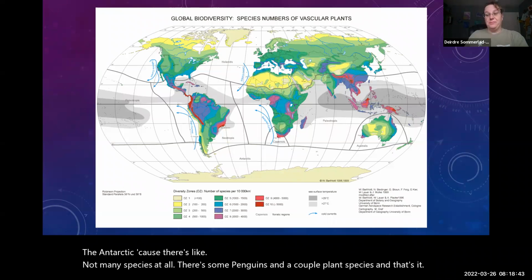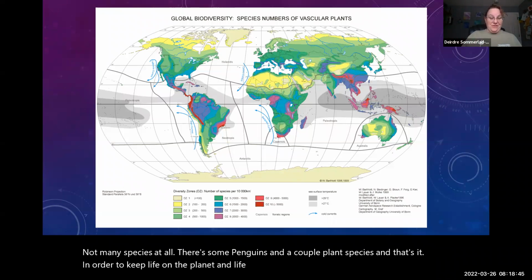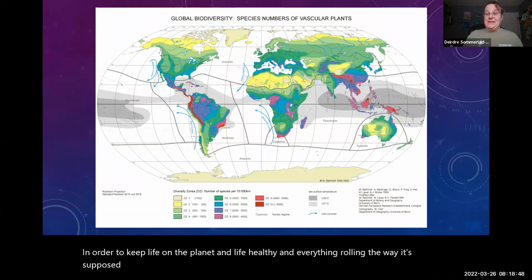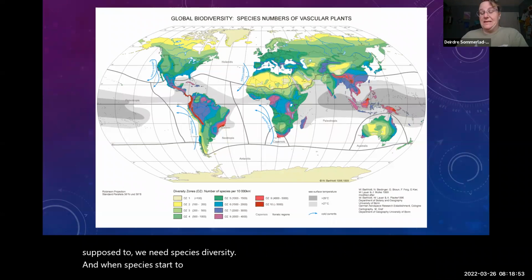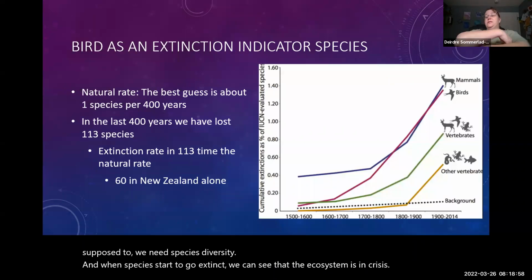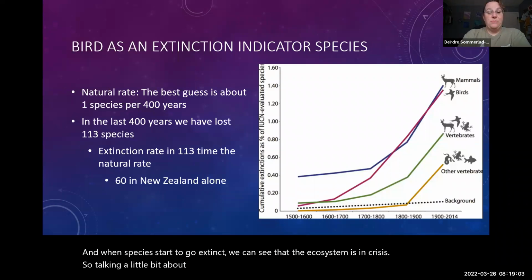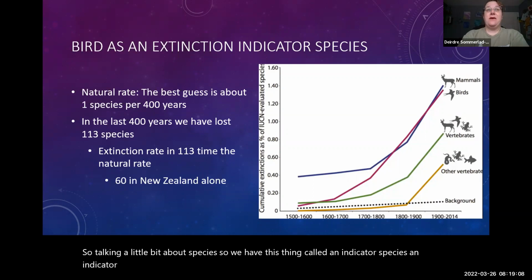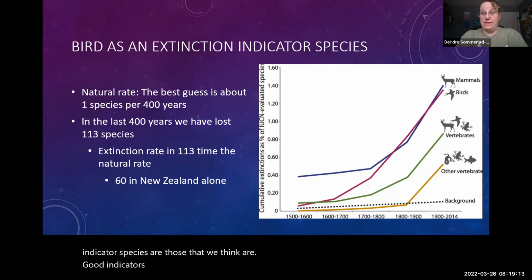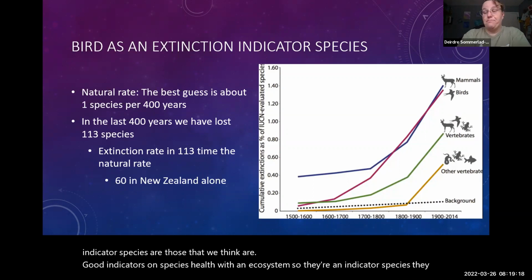In order to keep life on the planet healthy and everything rolling the way it's supposed to, we need species diversity. And when species start to go extinct, we can see that the ecosystem is in crisis. So, talking a little bit about species. We have this thing called an indicator species. Indicator species are those that we think are good indicators of species health within an ecosystem. They indicate the health of the ecosystem.